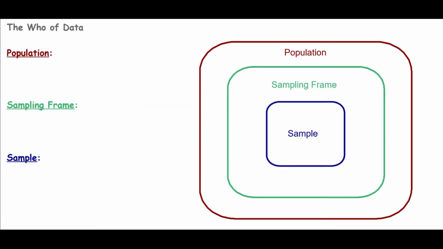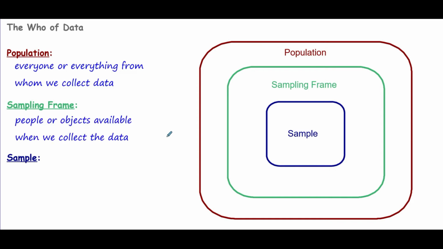Looking a little bit more closely at the who of the data, the who, remember, is my sample or my population. Sometimes those two things are the same. Oftentimes they are not. My population is everyone or everything from whom we would like to collect the data. My sampling frame is the people or objects available when we actually collect the data. And then my sample is the people or objects from whom we actually collect the data.